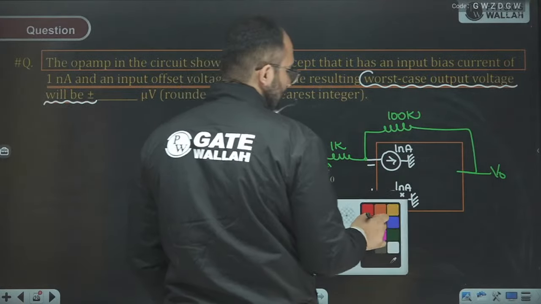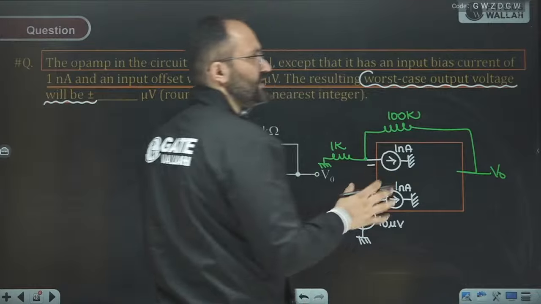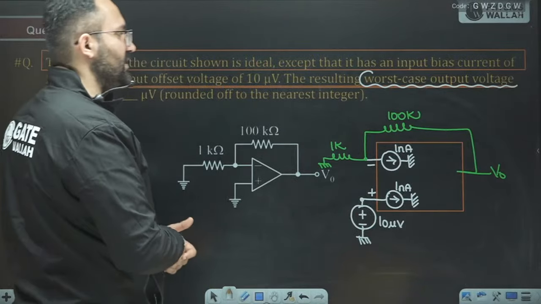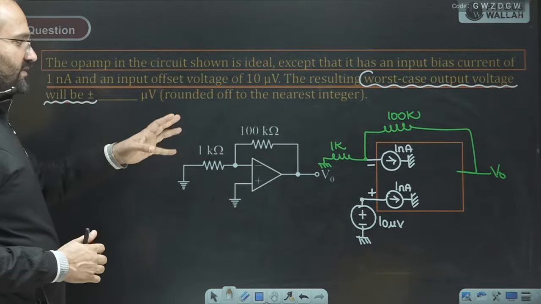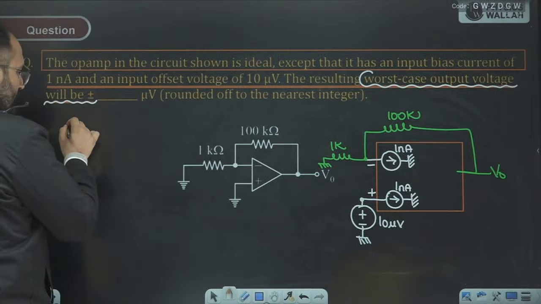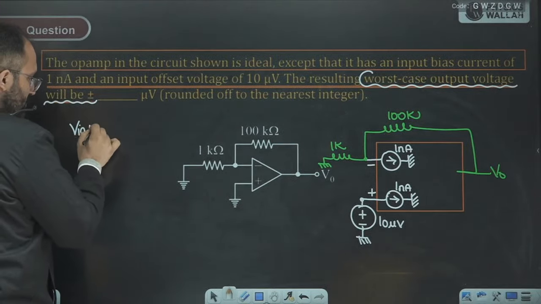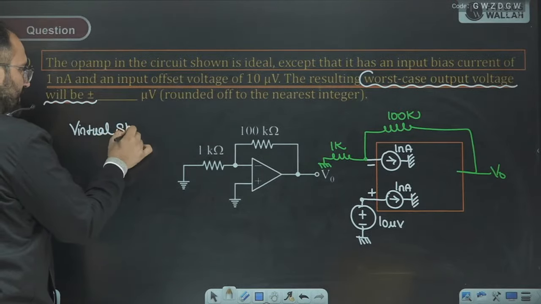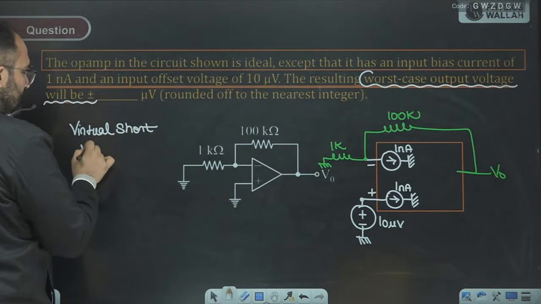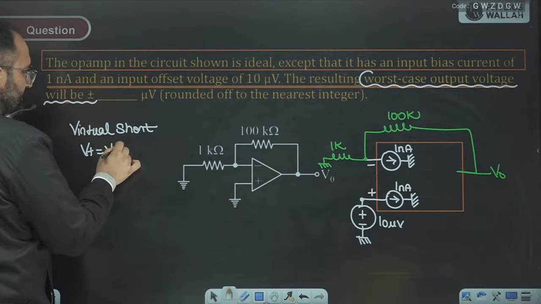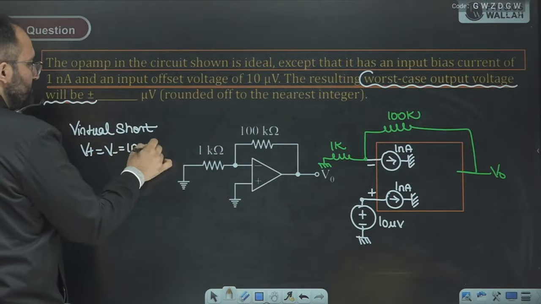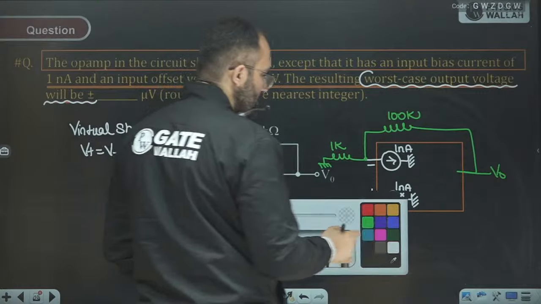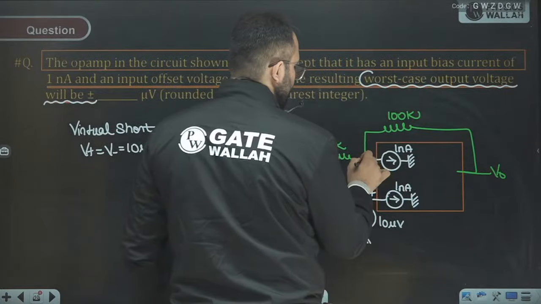So now we have to solve the question. Obviously, otherwise it's an ideal device. Only these are the non-idealities. So we can apply virtual short, obviously, because the device has infinite gain right now also. Virtual short can be applied. So we can say V plus is equal to V minus is equal to 10 microvolt.